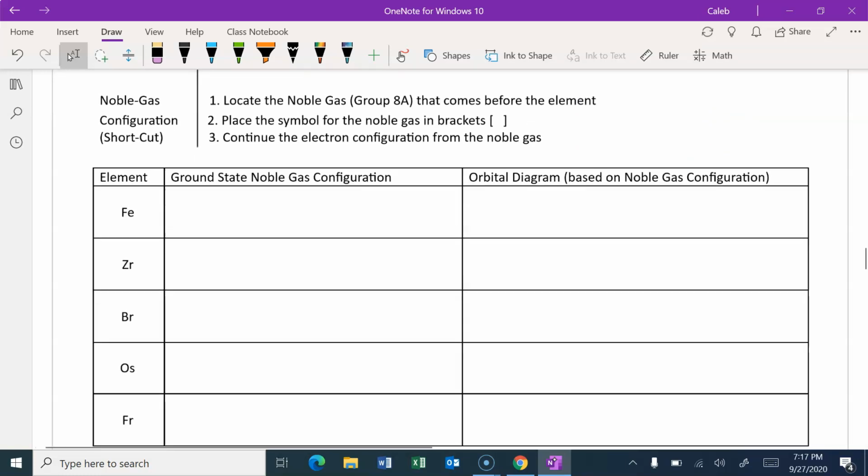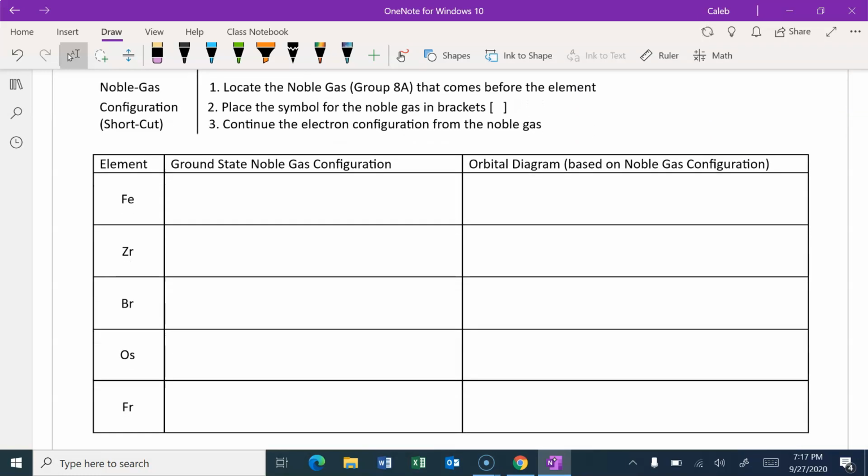Noble gas configurations, don't forget, this is a shortcut actually. It'll save you some time. We're going to find the noble gas that comes before the element, the closest one before it. Place the symbol for the noble gas in brackets and then use that as if it's a landmark and continue the electron configuration from that noble gas. So we're going to do Fe.